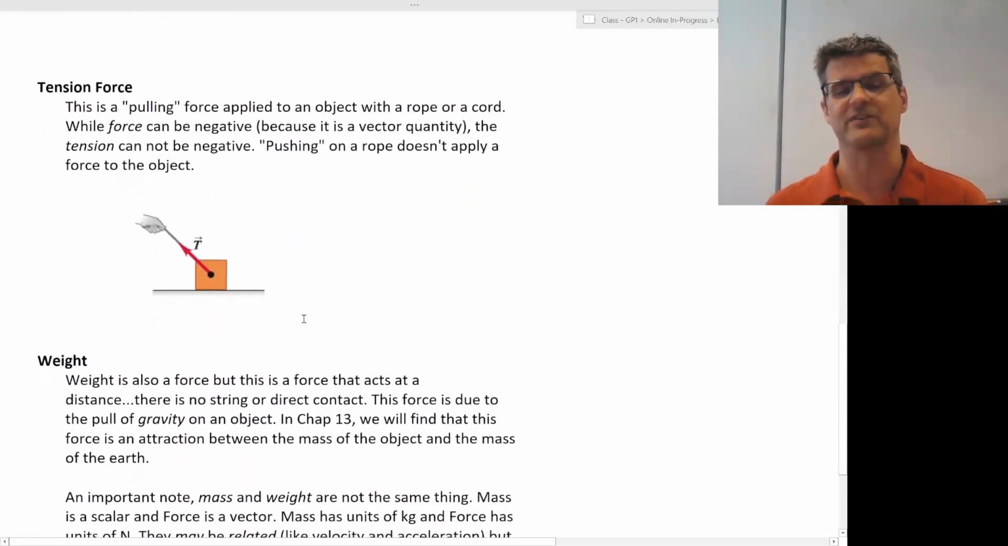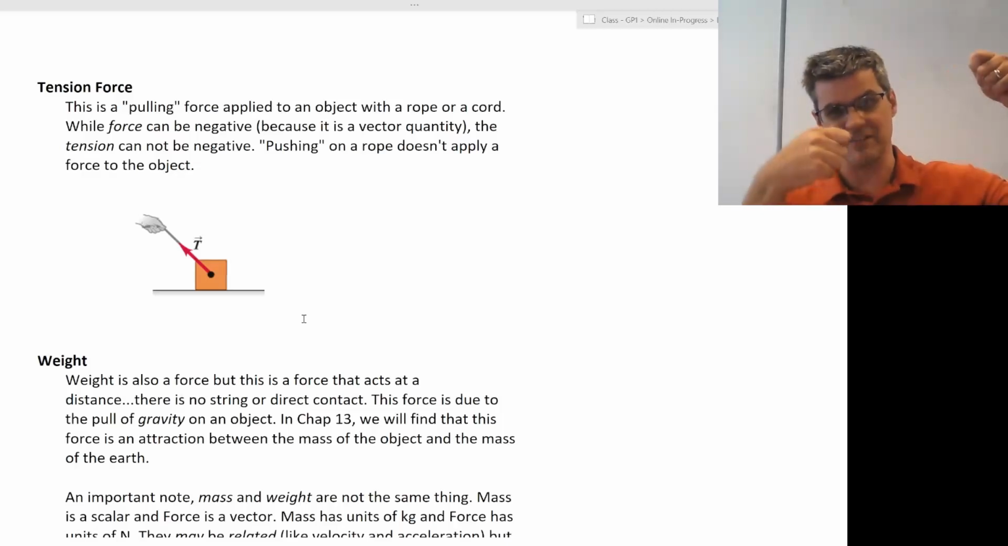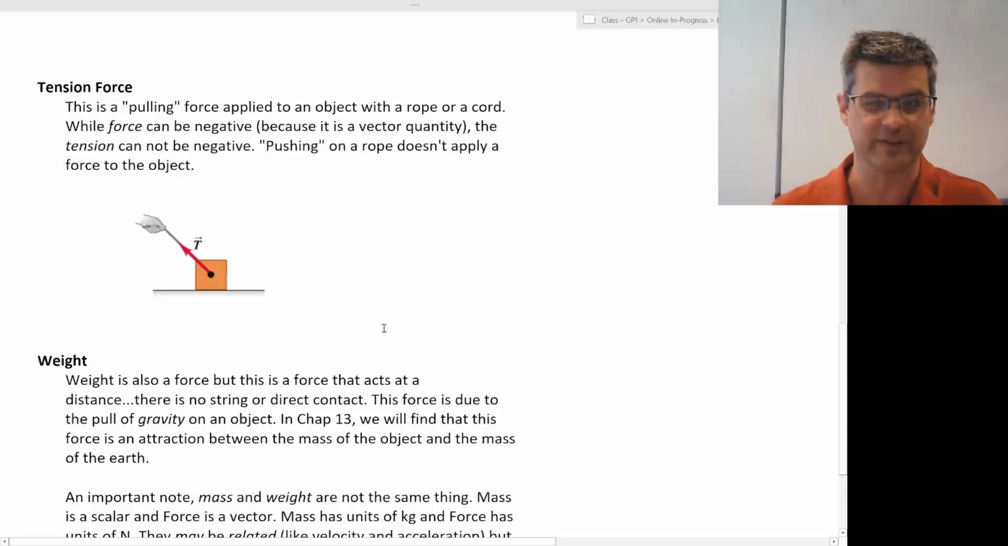Another force that we may concern ourselves with is a tension force. This is something that's applied when we're pulling on some string. Now with a string, you can't really push. You push on a string, the string goes limp and it doesn't do anything. But I can pull on strings, and that's what we mean by a tension force. If tension goes to 0, that just means that your string has gone lax and you're not doing anything. But a positive tension means that there's really tension in this string.